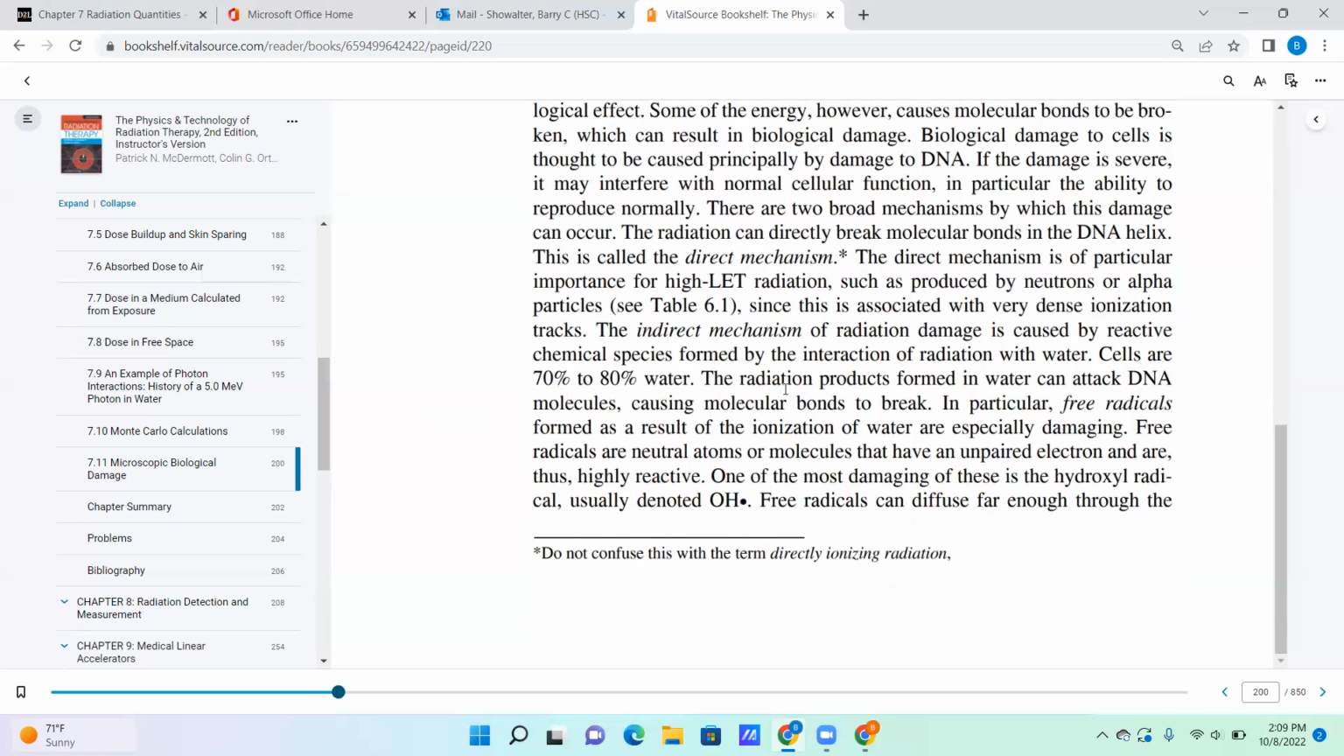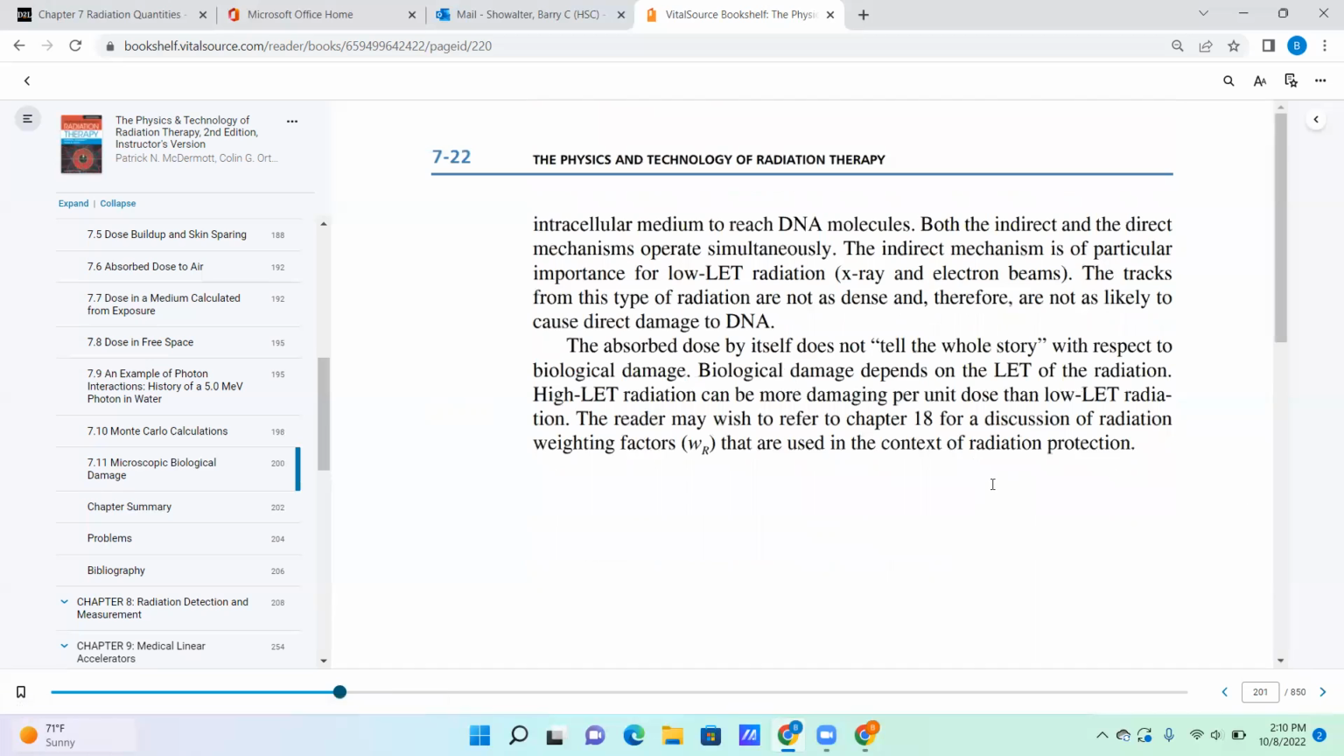Cells are 70 to 80% water. The radiation products formed in water can attack DNA molecules, causing molecular bonds to break. In particular, free radicals formed as a result of the ionization of water are especially damaging. Free radicals are neutral atoms or molecules that have an unpaired electron and are highly reactive. Most of the damage is done by the hydroxyl radical, which is denoted as this. Free radicals can diffuse far enough through the intracellular medium to reach DNA molecules. Both the indirect and the direct mechanisms operate simultaneously.